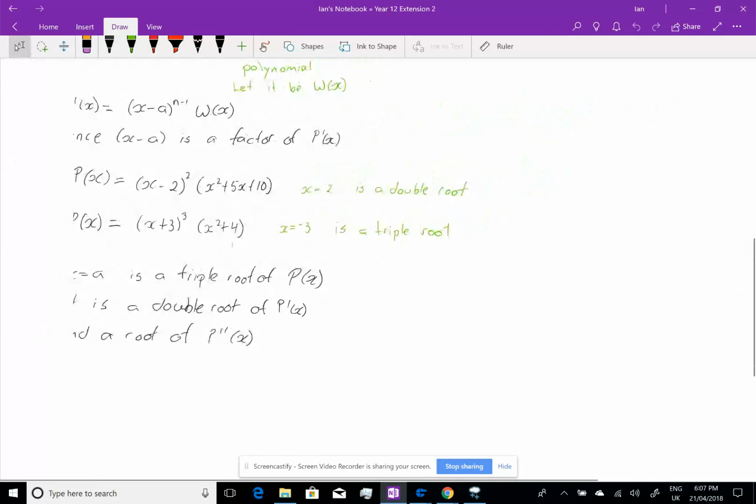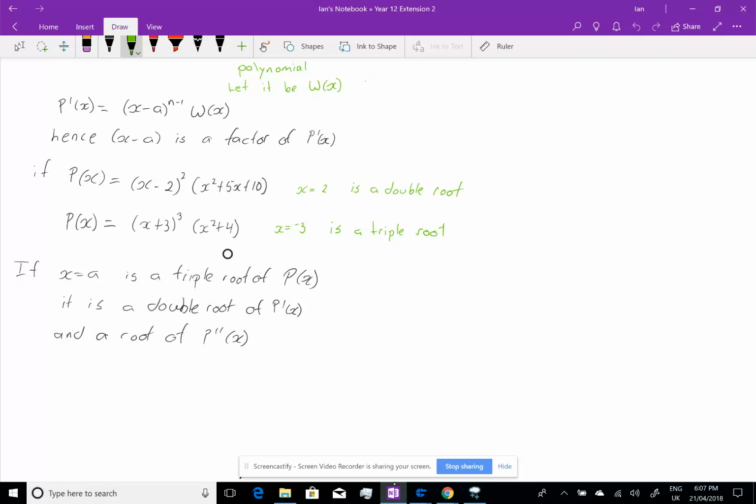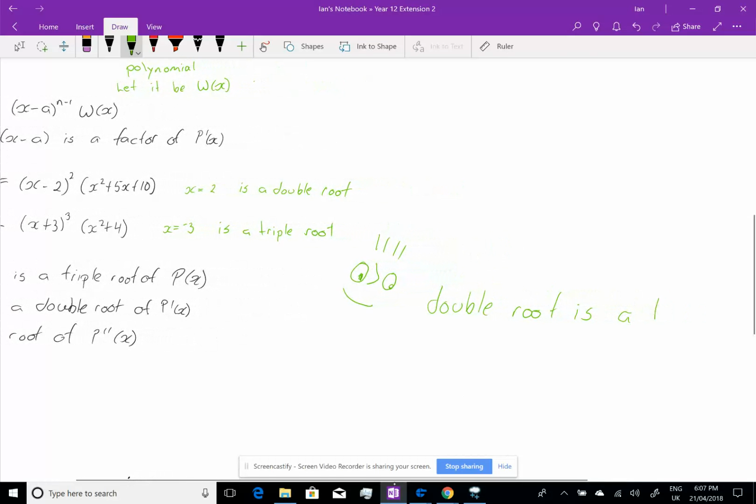And we've already gone through all this, and now it should make sense for you to understand that we know a double root is a TP and a triple root is a PI. Okay, so let's go on with a couple of questions.